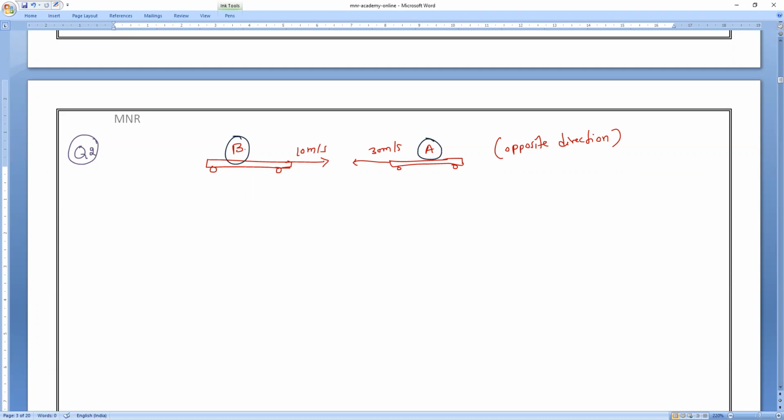So B, I want to find the relative velocity of B when seen by A. So A is my observer first. Can you tell me what will happen? Relative velocity of B with respect to A is equal to what? Velocity of B with respect to ground. Sorry, with respect to trolley now. Yes or no? Not the ground.